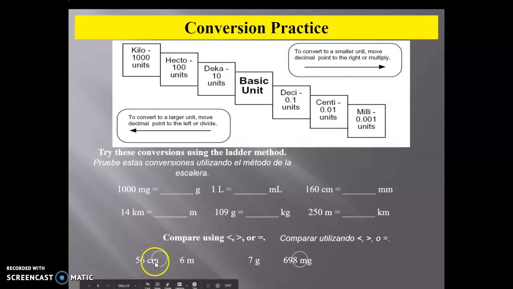So if you have 56 centimeters and you're wanting to know if they're less than, greater than, or equal to 60 meters, go ahead and convert the meters one into centimeters. So I'm starting at meters, which is a base unit. I'm going to centi. So it's 1, 2. So my decimal point would move 1, 2. So I would end up with 6,000 centimeters. So then you can tell me, is 56 centimeters less than, greater than, or equal to the converted value? And you would answer this one the same way.